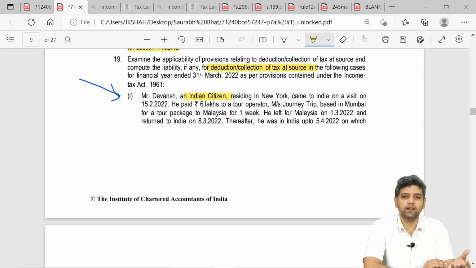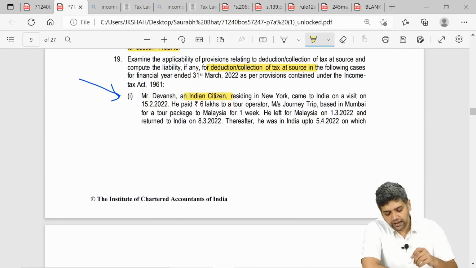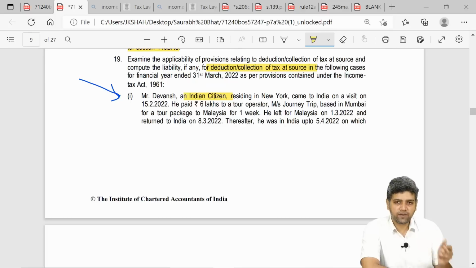See, if you are a resident, then let TCS be deducted or rather collected, and you can claim credit of that in your income tax return. But if you are a non-resident, then in such case, it's not possible for you to file a return in India and claim TCS. So in case a non-resident comes to India and he has come to India on a visit, in such cases, even if he avails a tour program package, no TCS shall be collected from this person.